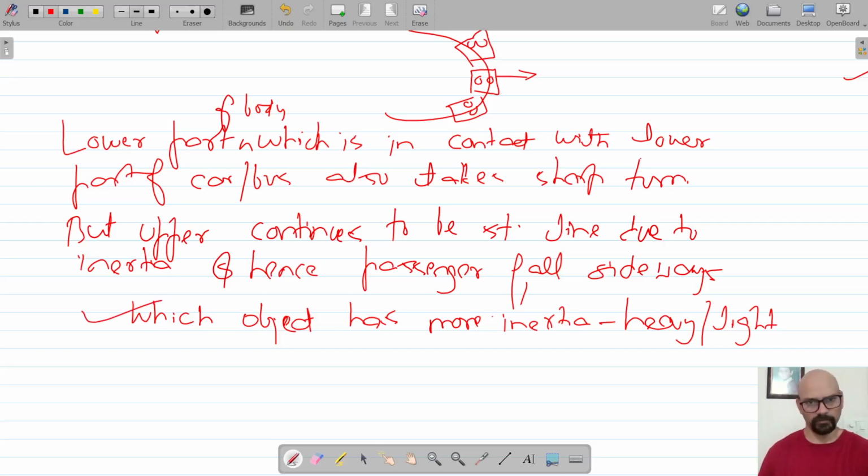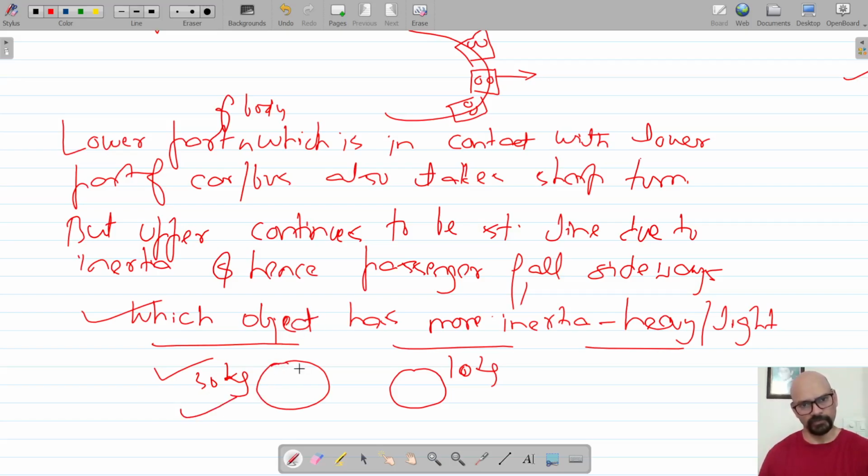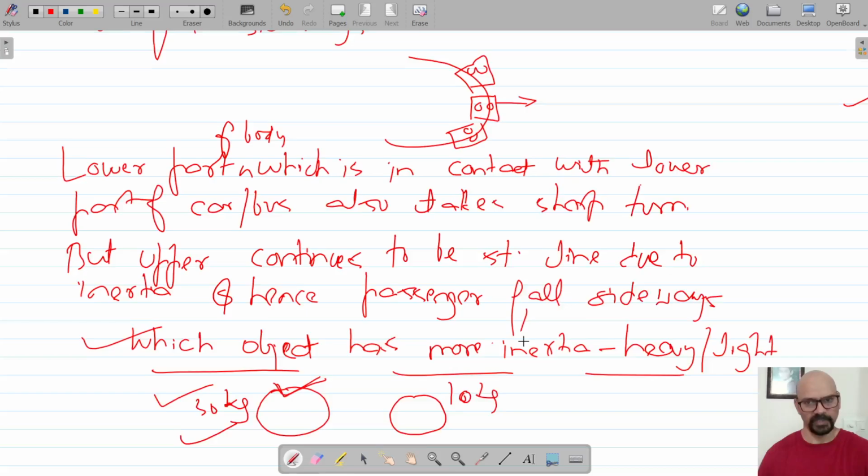Okay, so in this case, the more the mass, the more the inertia. So heavy objects have more inertia than lighter objects because, let's say we have two objects, one of mass 30 kg and one of mass 10 kg. It would be difficult for us to move an object with more mass. So the more the mass, the more difficult it is to move this object. That means it will tend to remain at rest, so the more will be the inertia.